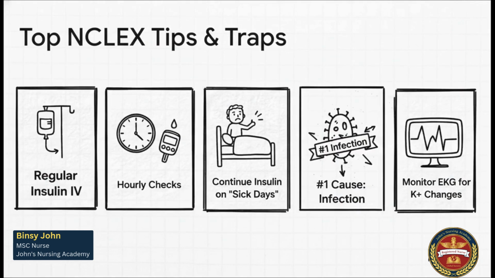All right, let's wrap up with some rapid-fire NCLEX tips you can't forget. Number 1, only regular insulin can go in an IV. Got it? 2, you must do hourly blood sugar checks for any patient on an insulin drip. No exceptions. 3, remember sick day rules. Stress from being sick raises blood sugar, so patients have to keep taking their insulin, even if they're not eating. 4, the #1 trigger for both DKA and HHS is an infection or illness. And 5, keep your eyes glued to that EKG. Potassium imbalances show up fast on the cardiac monitor.